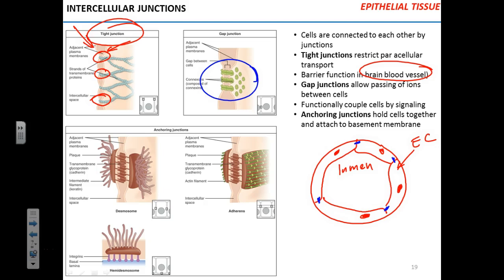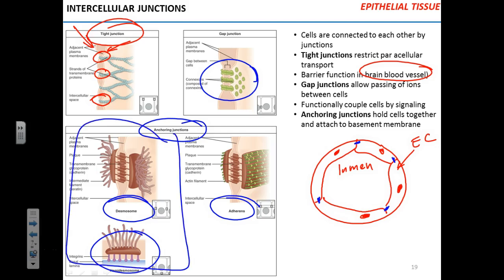Anchoring junctions, which you can see right here, have the function of just holding epithelial cells together. There are several types: the desmosomes, adherens junctions, and hemidesmosomes. So desmosomes and hemidesmosomes keep cells together. They prevent the epithelial layer from falling apart. Does that make sense?